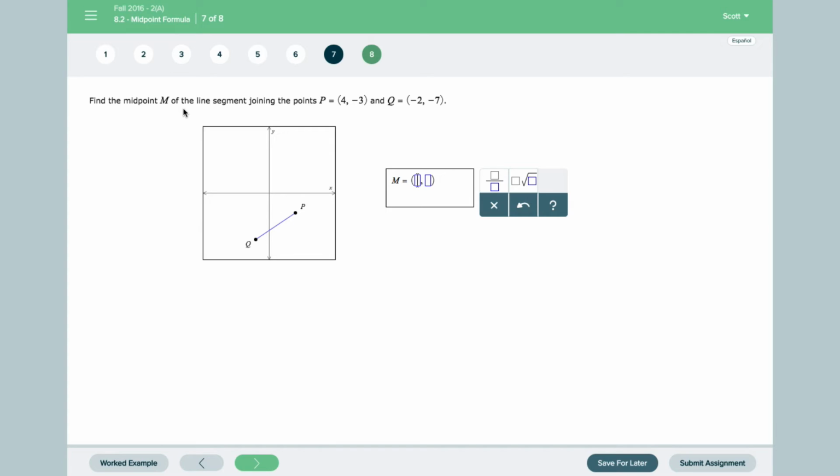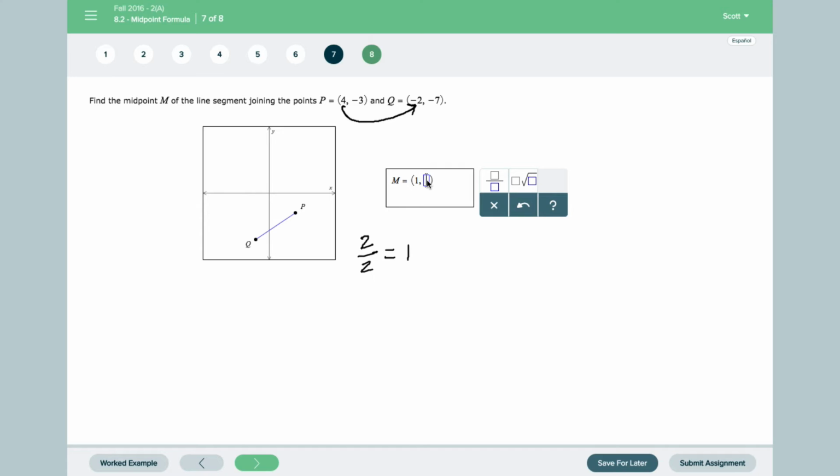Number 7. Find the midpoint M of the line segment that joins P and Q. Well, there's my equation. To find the midpoint, we do the exact same thing that we've done with everything else. X plus X. 4 plus negative 2 is 2. 2 divided by 2 is 1. So my midpoint for X is going to be 1.